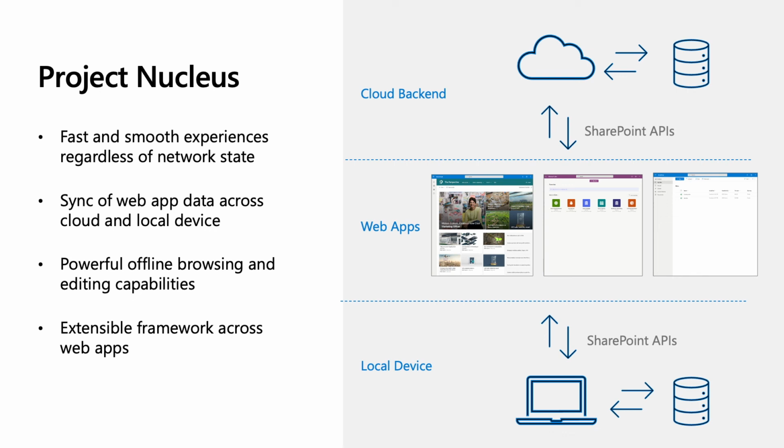As a result, you will be able to get powerful browsing and editing capabilities when you're not even connected to the network. Project Nucleus is built on an extensible framework that will allow different web applications to take advantage of its capabilities. Let's take an early look at how Project Nucleus can enable blazingly fast and always-on experiences in one of the OneDrive and SharePoint web applications, Microsoft Lists.